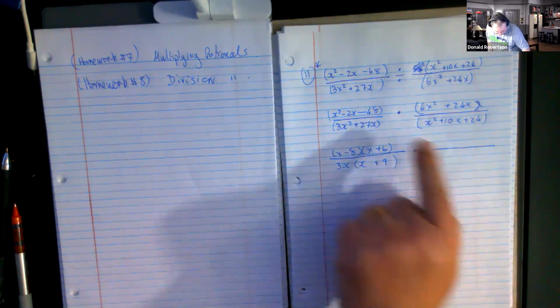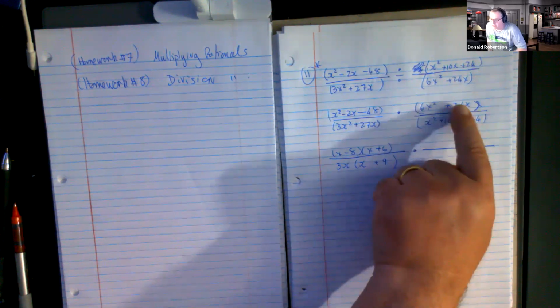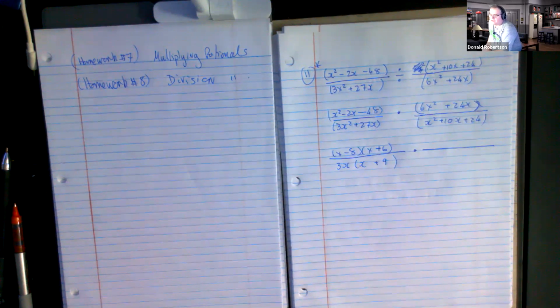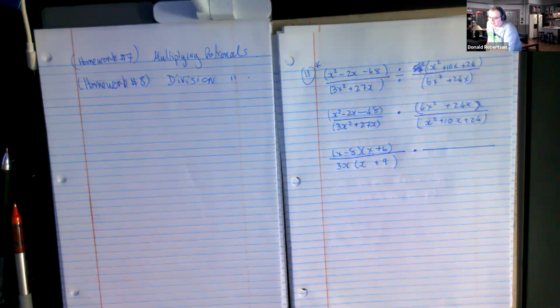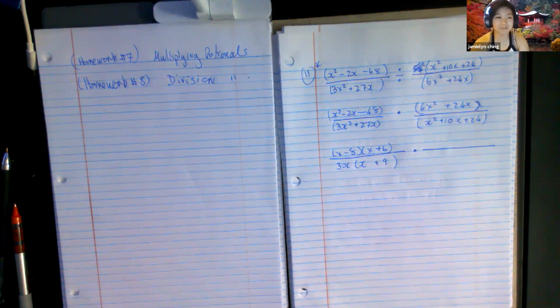Okay, what about 6x squared plus 24x? Is that a common factor or is that one of those trinomial things? 6x squared plus 24x. It's a common factor. You can do 6. How do you know just by looking at it that it has to be a common factor? It couldn't be the other one.